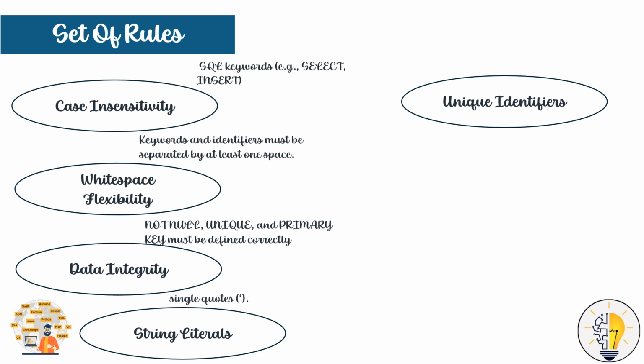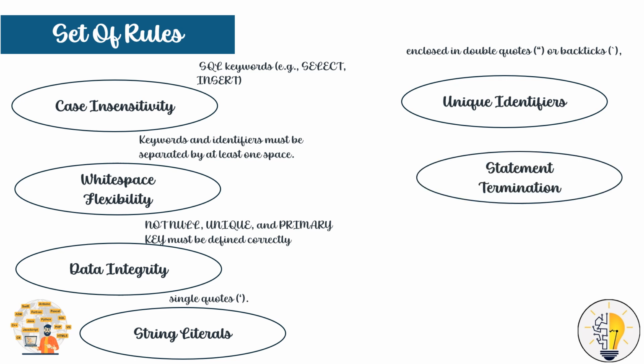Next is unique identifier. What is a unique identifier? There are some reserved words like select, from, and all those. These cannot be used as a table or column name because it is a query that we are doing. Only when it is enclosed in double quotes or backticks do we call it a unique identifier. Next is statement termination. Obviously, whatever SQL statement we write, as a program or a single line, the last sentence should end with a semicolon.